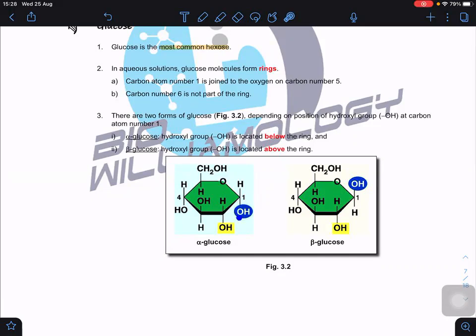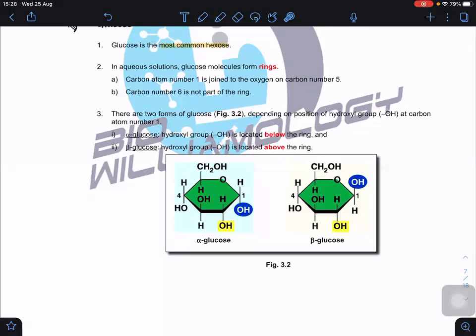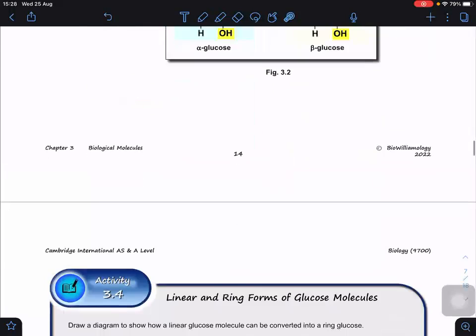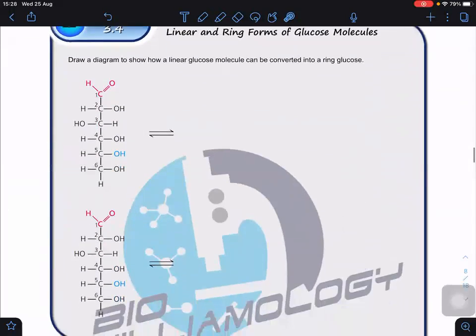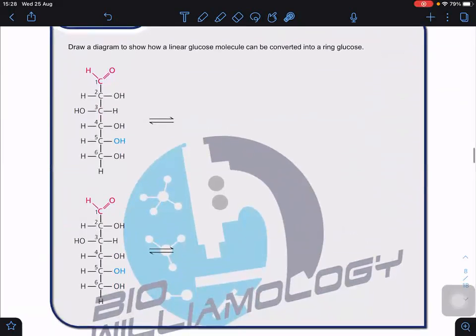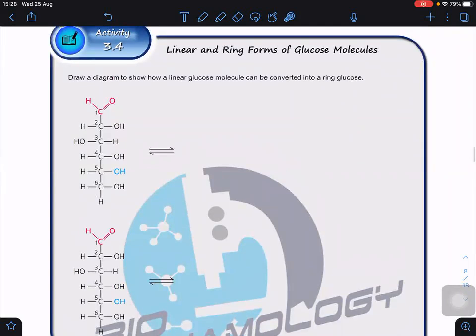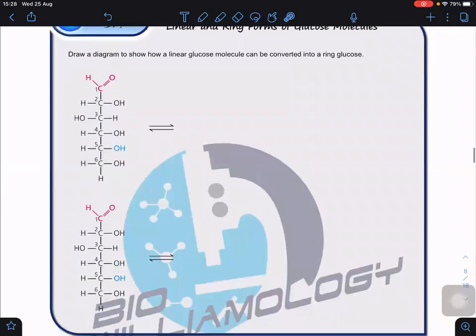Don't think about alpha and beta only, because the property will be totally different when we study the polysaccharides. Now our question here is how we can actually change this linear glucose into a ring glucose. I'm going to draw it out so you can follow my drawing in this activity 3.4. I'm going to show you alpha as well as beta. Now carbon number 1, this is very important. Carbon number 1 joins with carbon number 5 later. I'm going to show you.